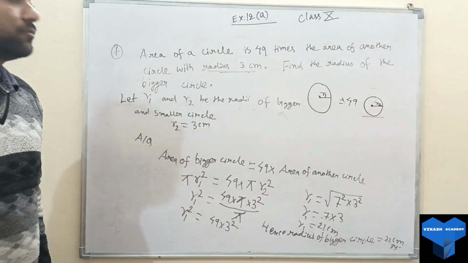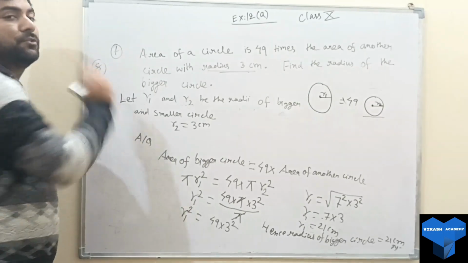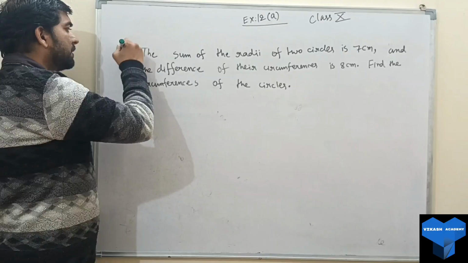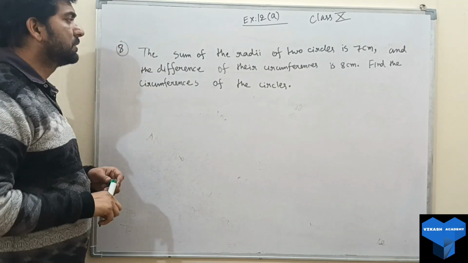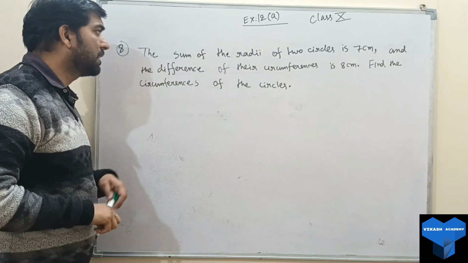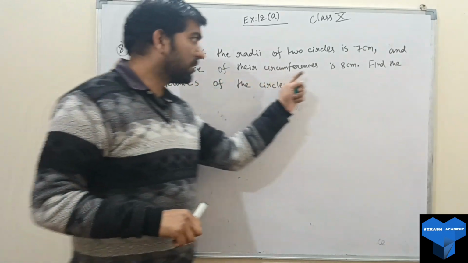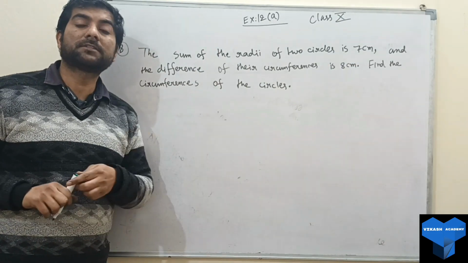So let us move now to the next question, question number 8. What is given? The sum of the radii of two circles is 7 centimeter and the difference of their circumferences is 8 centimeter. Find the circumference of the circles.